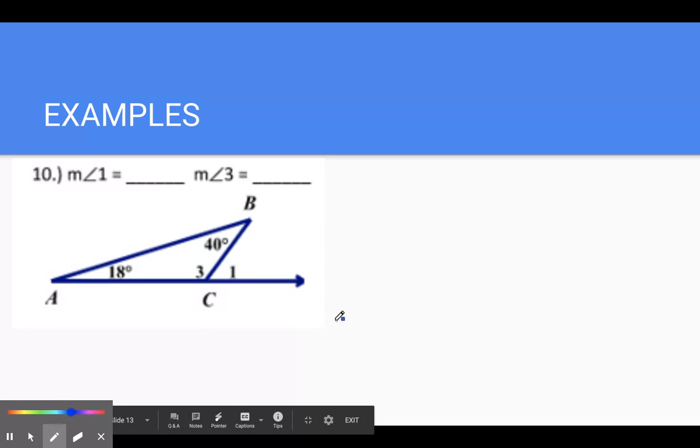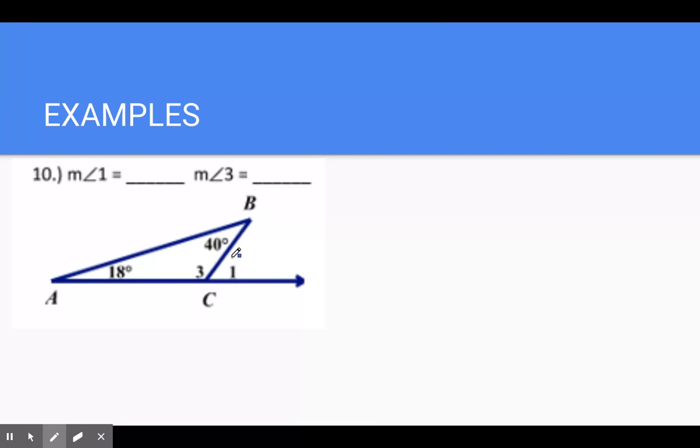Okay, another example: find the measure of two angles, angle 1 and angle 3. Notice angle 1 is an exterior angle. If we point away from these angles, opposite, that means angle 1 is equal to the sum of the opposite two interior angles. So that means 18 plus 40, which gives you 58. So the measure of angle 1 is 58.